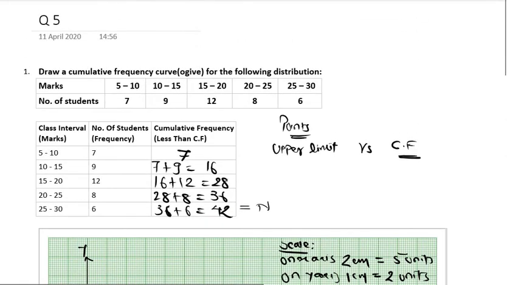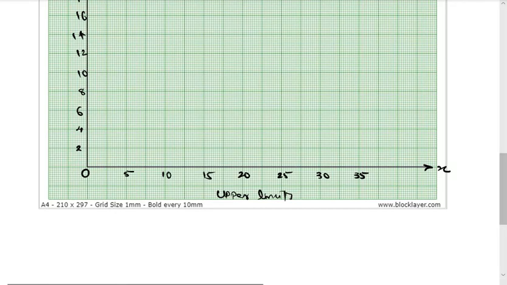Now let's plot the points. What are the points which need to be plotted? Upper limit versus cumulative frequency. What is the upper limit for the first class? It's 10. 10 versus 7. Where is 10? Over here. And where is 7? See, this is 10 and 7 should be somewhere in between. Between 6 and 8, if you see the fifth line, let me just zoom it.